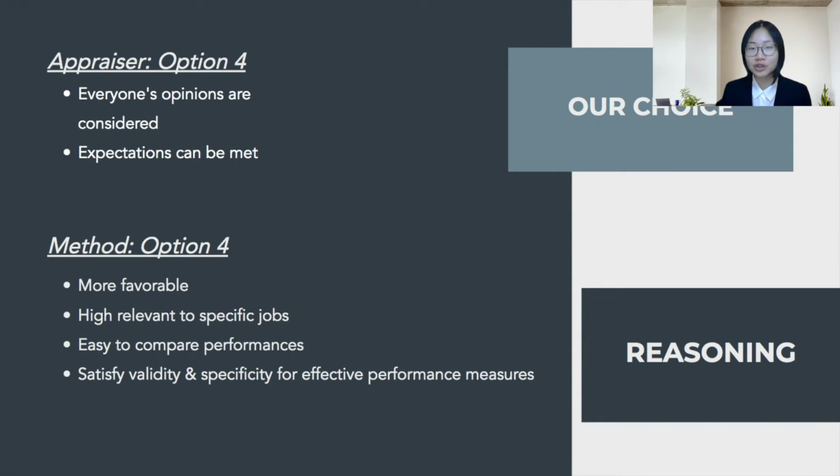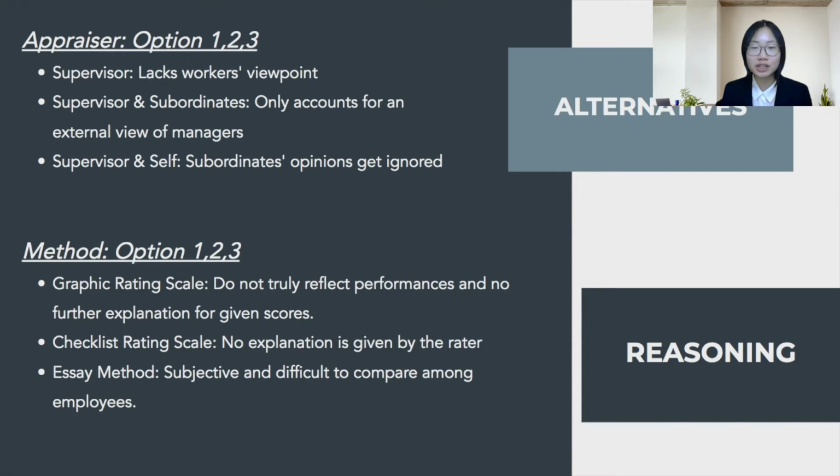We also looked at the alternative choices, but we are not choosing them. For appraisers, a supervisor alone can only see the viewpoint of the worker who reported to him. Supervisor and subordinate appraisals can only account for the external view of the manager. It's also important to have the manager's own reflection. For the method, we looked at the graphic rating scale. The scores given are highly dependent on the evaluator, so they might not accurately reflect employee performance. Also, there's no further explanation for the score given.